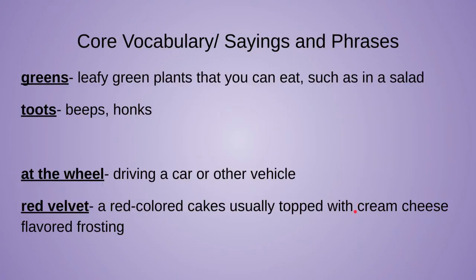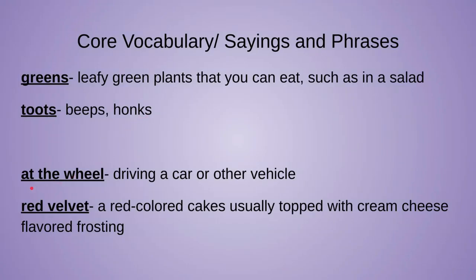Here are our vocabulary and our sayings and phrases for today. Our first word is greens, which are leafy green plants that you can eat, such as in a salad. An example of that is we had fresh greens with lunch yesterday. And our next word is toots, which means beeps or honks. An example of that is Bailey toots the horn on her new bike.